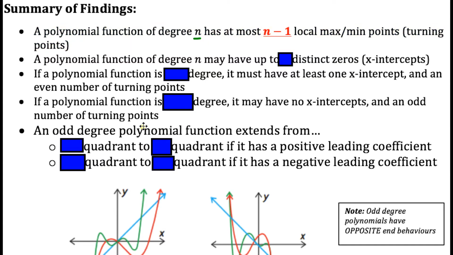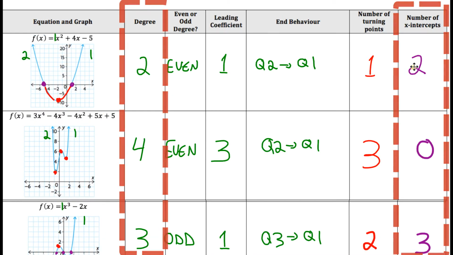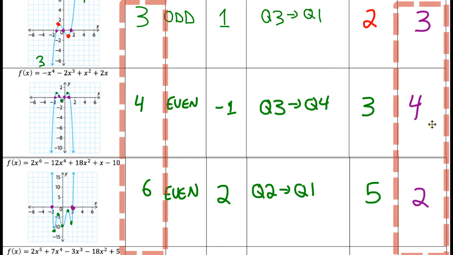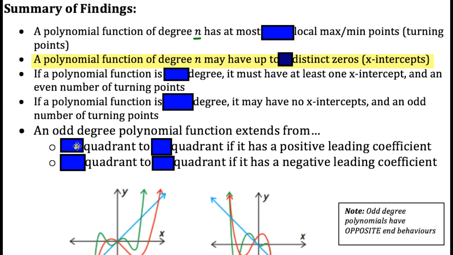Now let's look at the relationship between the degree and the x-intercepts. Degree 2 had 2 x-intercepts. Degree 4 had 0 x-intercepts. Degree 3 had 3 x-intercepts. Degree 4 had 4 x-intercepts. Degree 6 had 2, and so on. You can look through the rest. But at most, a degree n function can have n x-intercepts, up to as many as the degree of the function. There's a couple more particular rules I want you to understand as well.